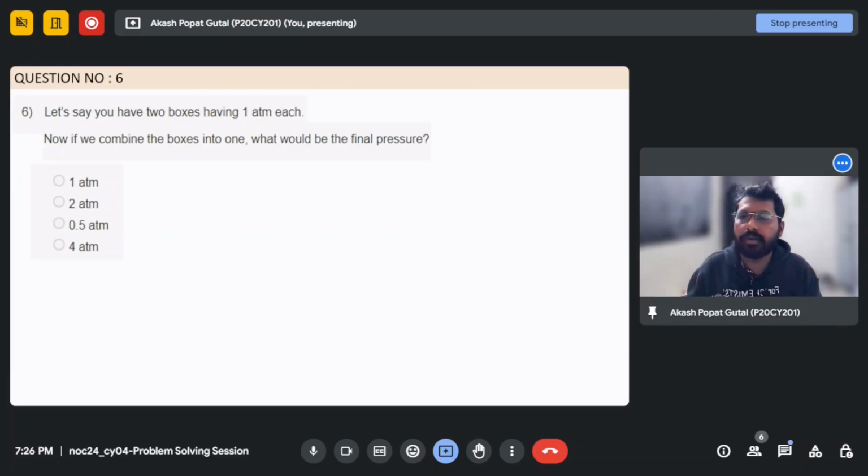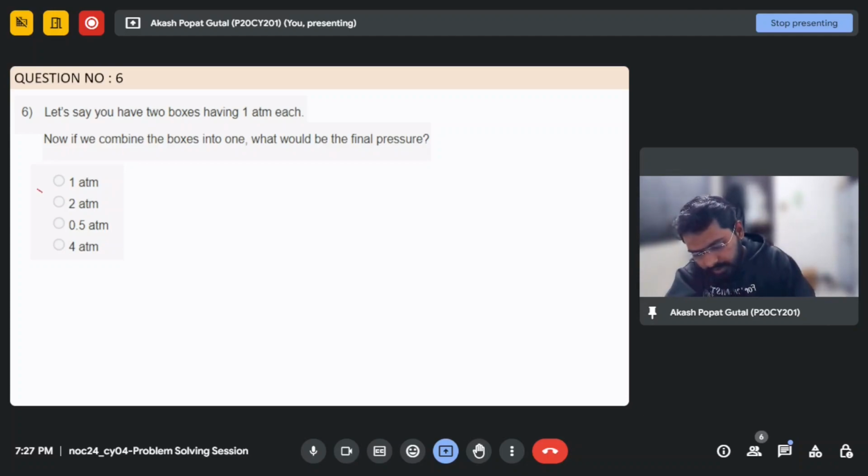So question number 6 is about, let's say you have two boxes each having 1 atmosphere pressure, and now if we combine the boxes into one, what would be the final pressure? So there are two boxes having pressure 1 atm each, and if we combine both, what will be the answer? 1 atm only. Yes, because this also gives you the definition of an intensive variable.